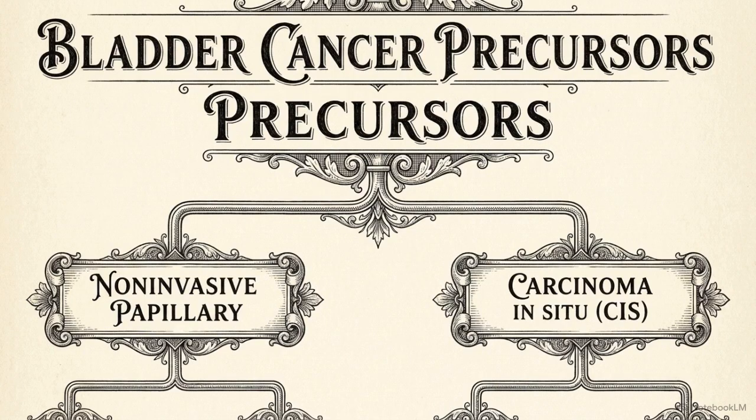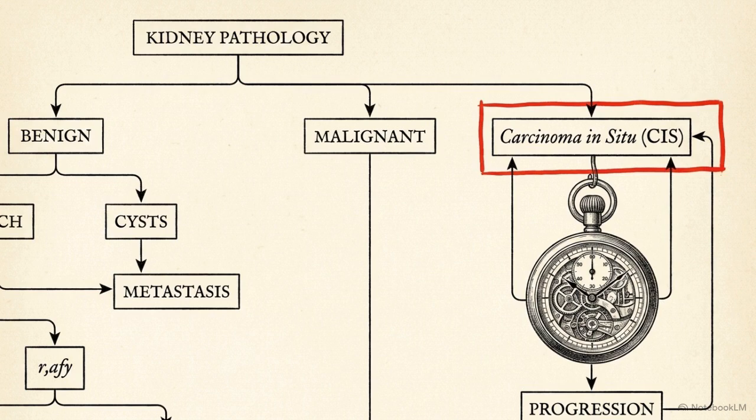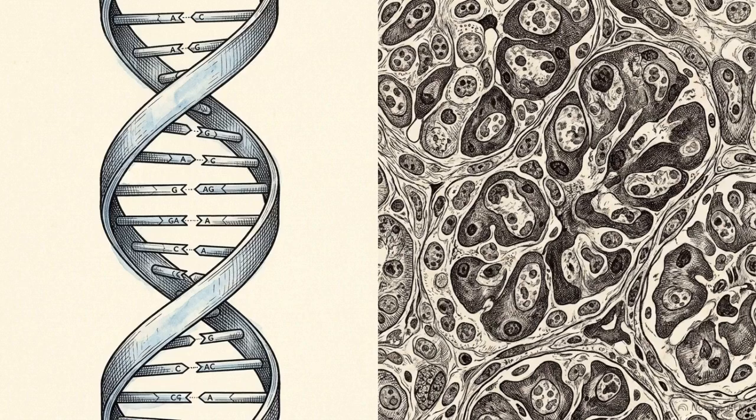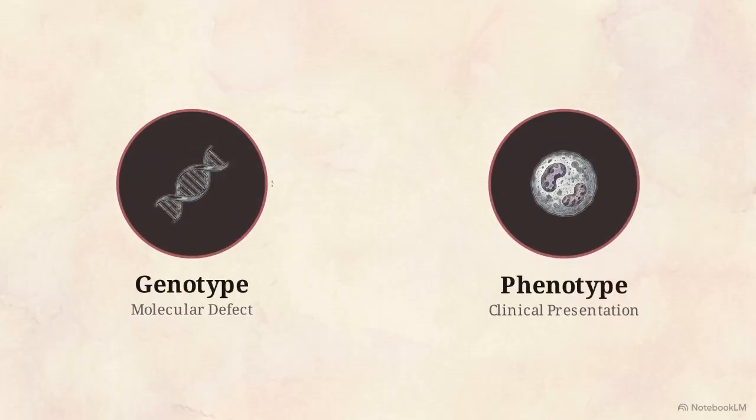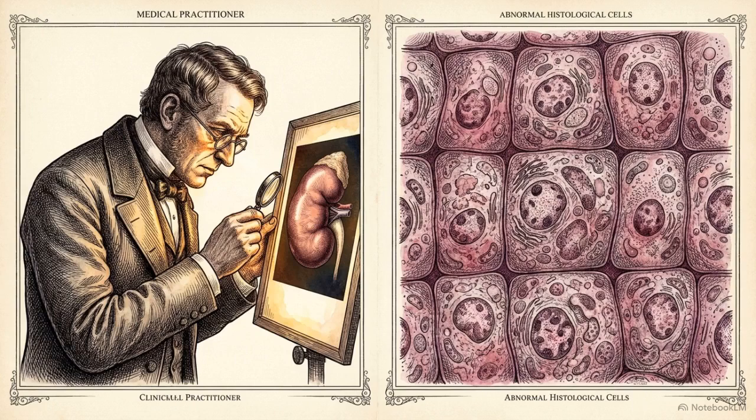For bladder cancer, prognosis hinges on identifying the specific precursor pathway. Recognizing that flat, non-invasive CIS functions as a high-grade ticking clock dictates an immediate clinical response. Internalizing this precise translation from genotype to phenotype provides a definitive framework for bridging the gap between a molecular defect and its clinical presentation, both in the clinic and under examination.